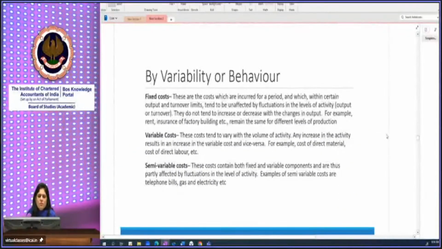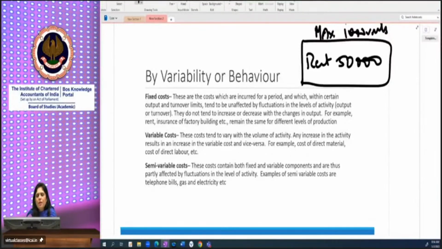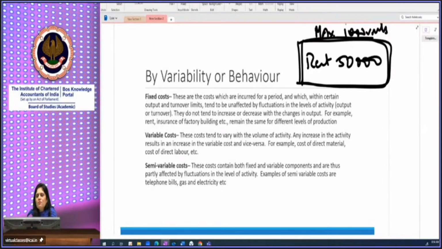All right. Moving further, fixed cost, variable cost, semi-variable. Now, fixed cost is which remains fixed up to a certain capacity level. Let us say the maximum capacity of the factory is 1,000 units, and the rent of the factory area is 50,000. So this factory has a capacity to produce 1,000 units. Whether you produce 100 units, 500 units, or 1,000 units, the rent will be 50,000. That's fixed cost. Fixed cost means it will not change with the output. Clear? So till 1,000, the rent is fixed at 50,000.